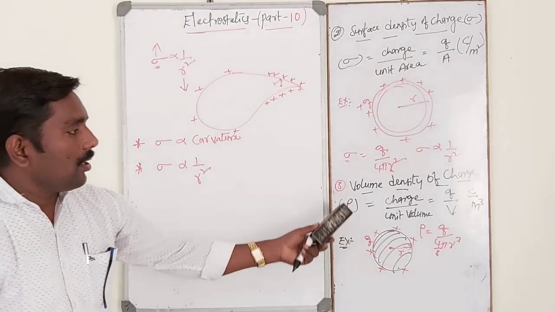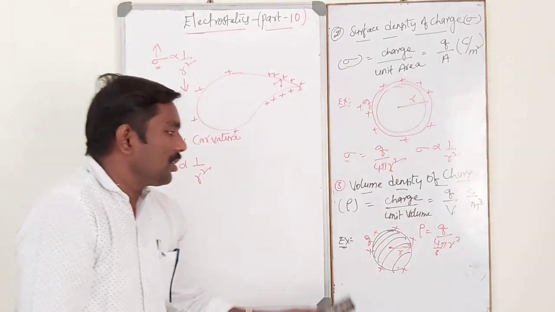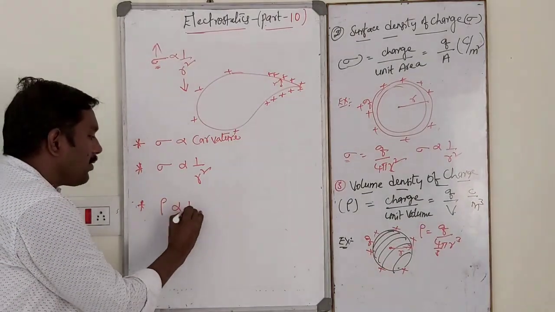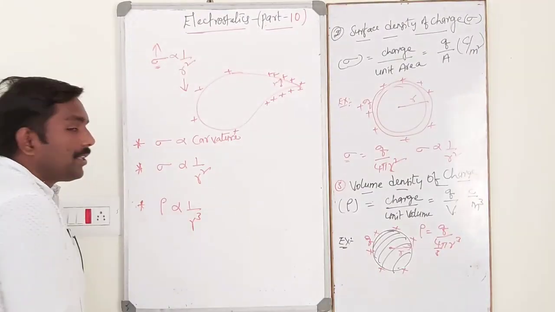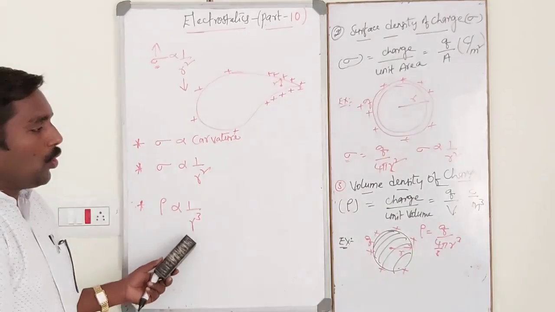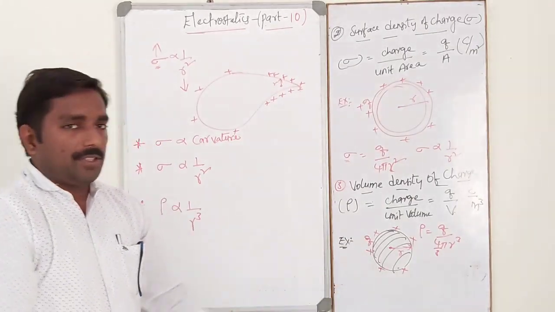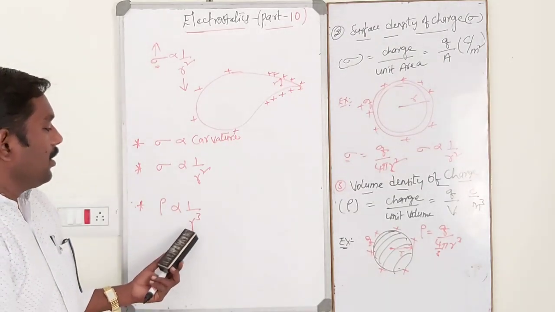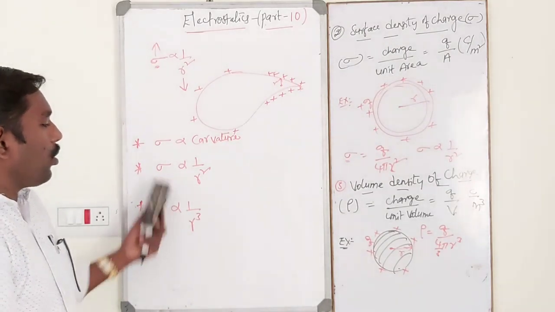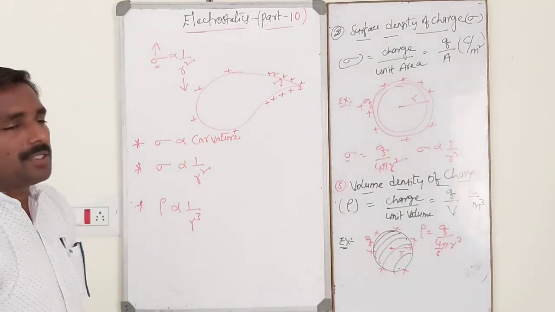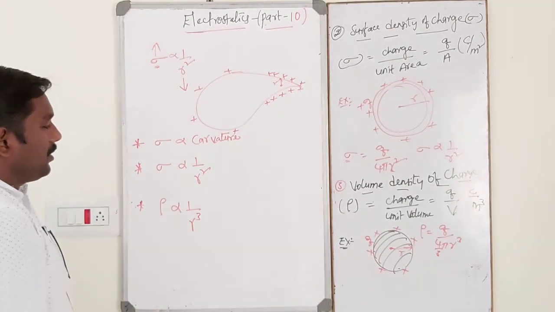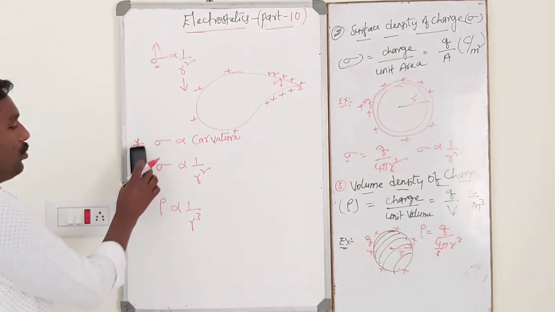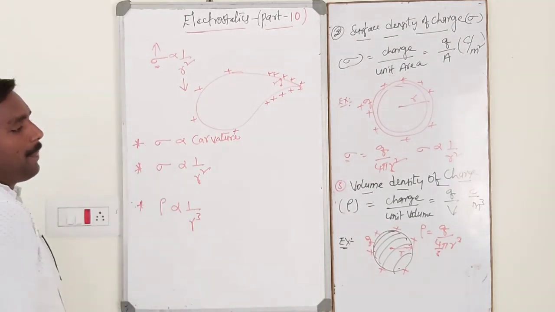And the third one, volume density of charge, that is rho. Rho is inversely proportional to the cube of the radius, the cube of the radius of curvature. Of course, in this case also, radius decreases, rho increases. Rho means volume density of charge. Okay, students, these are the very most important bits. These two bits are very, very most important. Okay.